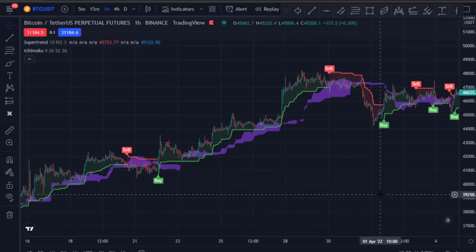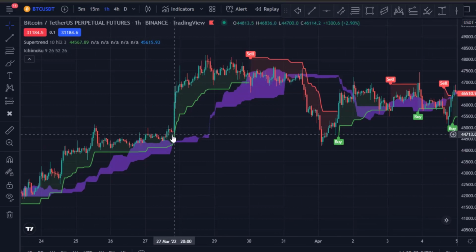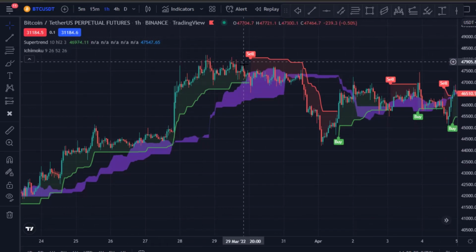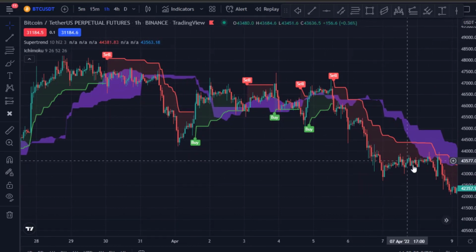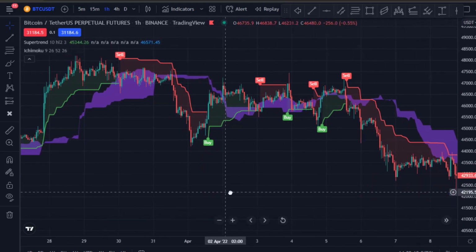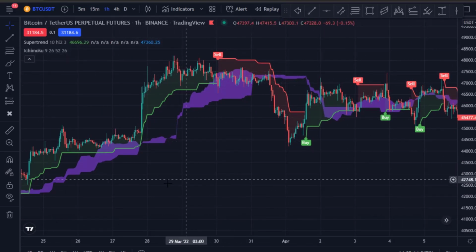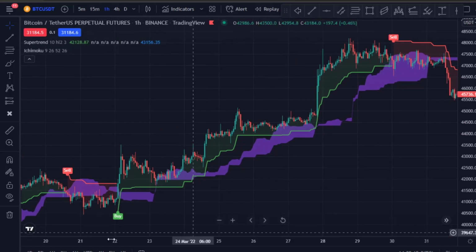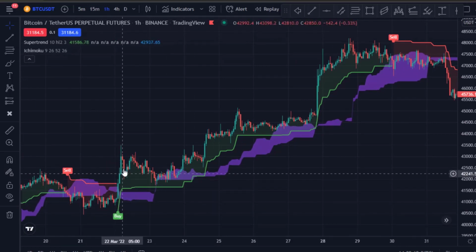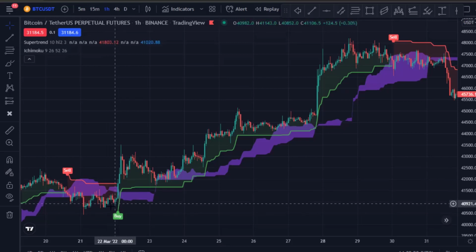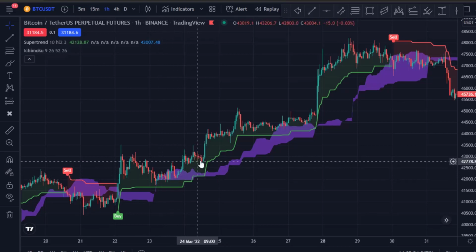The rules of the Kumo cloud are very simple. When the price is above the Kumo cloud, you only take buy signals, and when the price is below the Kumo cloud, you only take sell signals. But if the price is inside the clouds, you don't take any positions. Let me give you an example in this chart. We can see that the indicator gives a buy signal, but the price is still below the clouds. So you don't want to take positions yet.